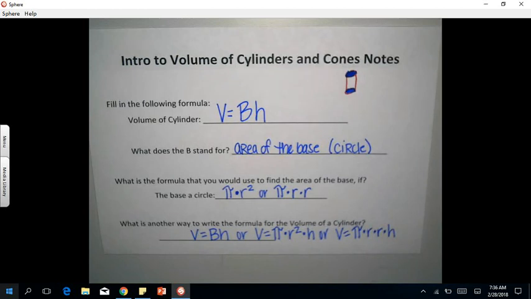Now, the next part of this activity is you are going to stop this video and watch this next video that's going to show you the difference between the volume of a cylinder and the volume of a cone. So I want you to watch that video, and then when you're done, we're going to go back and talk about some more stuff.